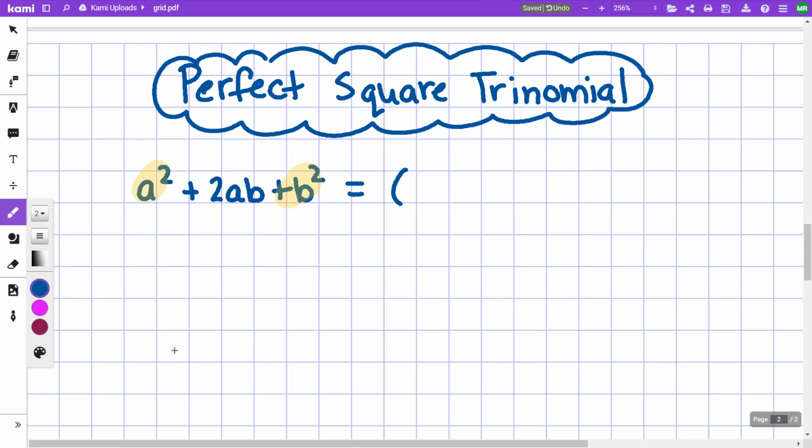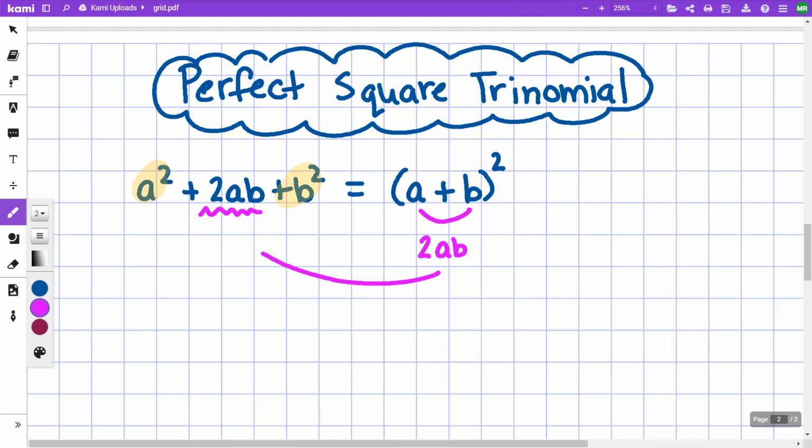And so I would take the square root of my a squared, which is a. I'd have a plus because there was a plus in front of my 2ab. I'd take the square root of b squared, which is b. Now I would want to check to make sure that I get this 2ab. So the pattern here is that if I multiply these together, which is ab, and then I double that, 2ab, you see I got that. We always want to check that, okay?